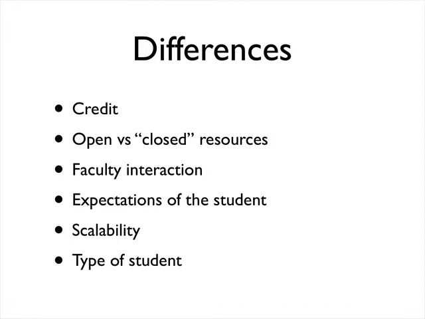There's also the difference of open versus closed resources. On the whole, most MOOCs are open in that the resources are available for anyone to go in and have a look at. We don't see that typically with the traditional online classes. There's also the difference of faculty interaction. Obviously, a professor can interact differently with 40 students in an online class versus 40,000 students in an online class.